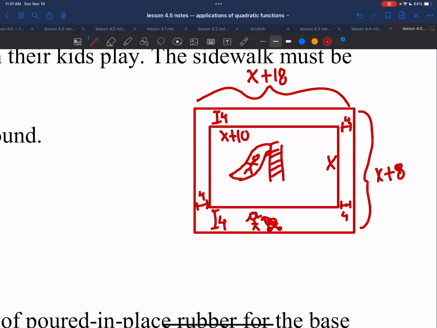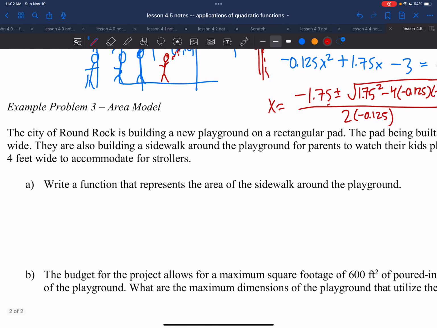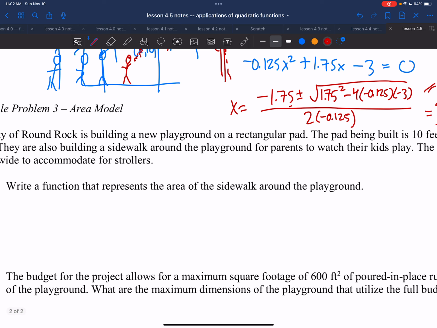So I have two rectangles. One is x by x plus 10, and the other is x plus 8 by x plus 18. And this is just to visualize the sidewalk and the playground kind of going around. Okay? All right. So write a function that represents the area of the sidewalk around the playground.